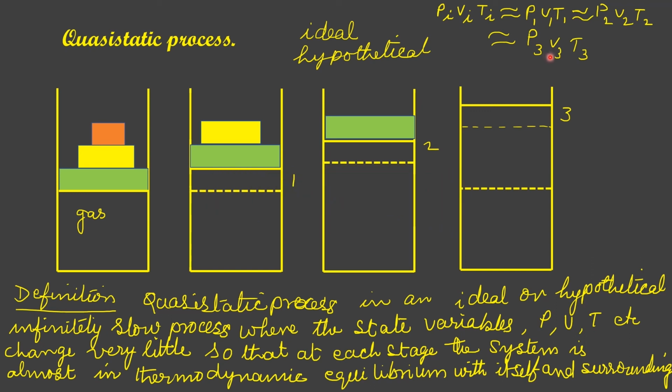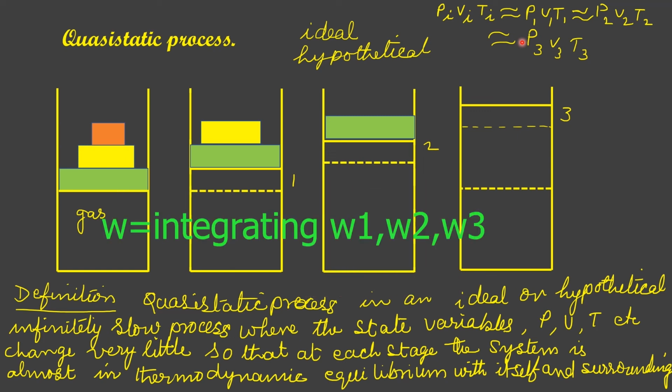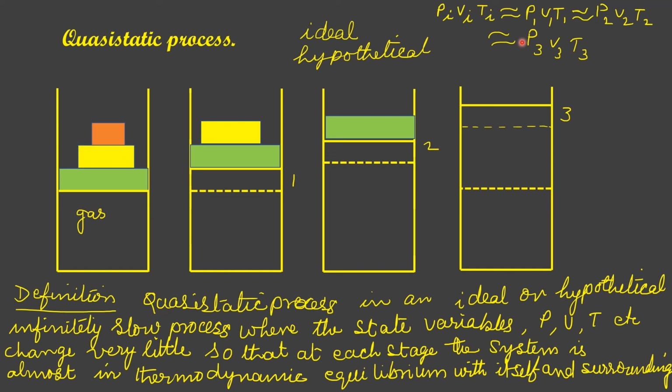Since the system is in equilibrium at each stage, delta W, that is the small work done during each stage, can be calculated using the formula P delta V, and dW for each stage, that is dW1, dW2, dW3, etc., can be integrated to get the whole work done when the system changes from the initial stage to the final stage. That we will discuss in the next video.